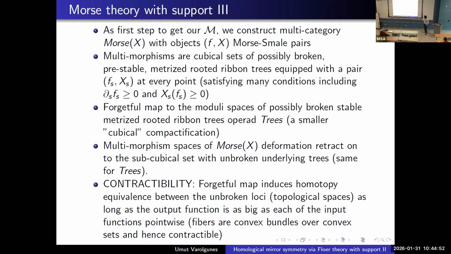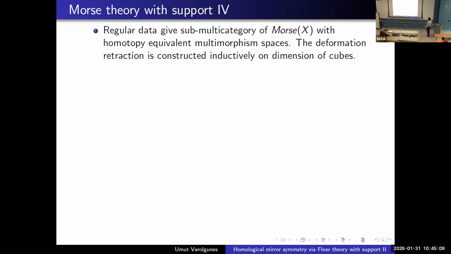Okay, and this contractibility says, again, I'm just saying step by step, that the homotopy type of the multimorphism spaces for sufficiently large output is determined by just the homotopy type of the trees that you fixed. Let me try to move on from there.